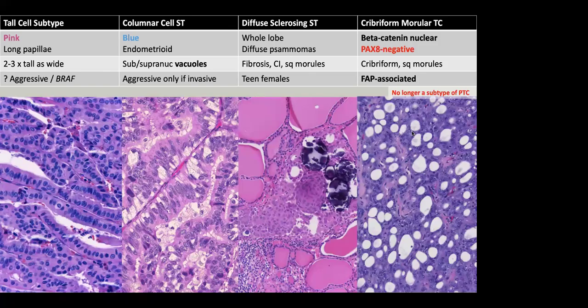Cribriform morular used to be a subtype of PTC, but it has now been removed because it has been shown to be PAX8 negative, so it is not even clear if this is of thyroid follicular cell differentiation. What we do know about it is that it has cribriform growth. It often has squamous morules. It generally has beta-catenin expression in the nucleus because it has beta-catenin mutations or APC mutations if it is associated with familial adenomatous polyposis. So always investigate for potential germline syndrome in cribriform morular.